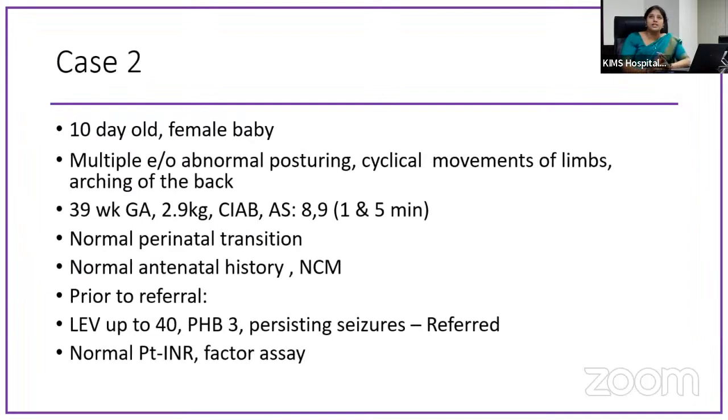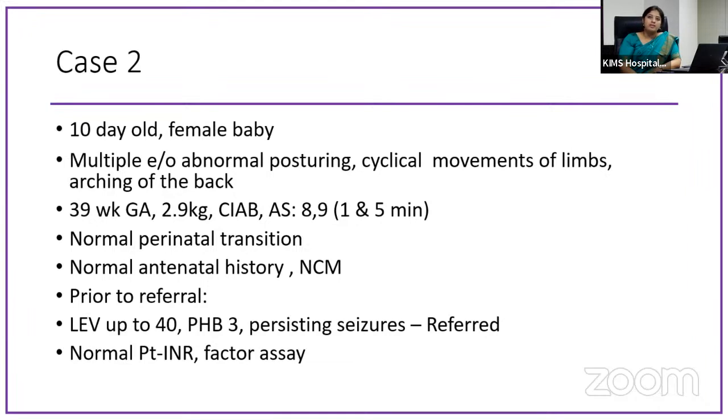So let us look at this next case. In the next few cases, we are going to apply whatever we have just read. So this was a 10-day-old female baby, presented with multiple episodes of abnormal posturing, cycling movements of the limbs, and arching of the back.